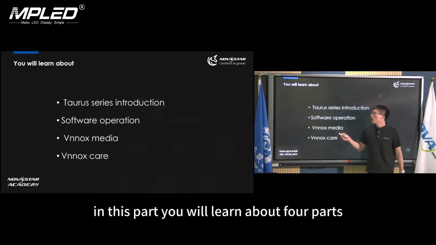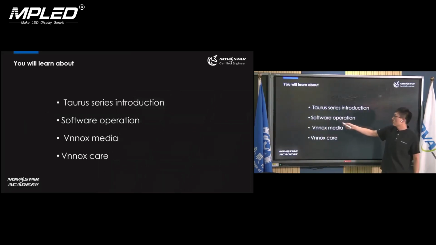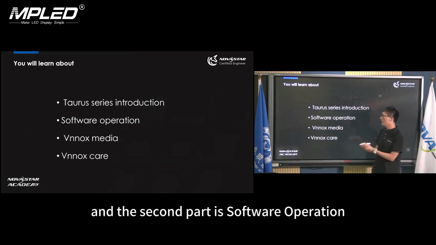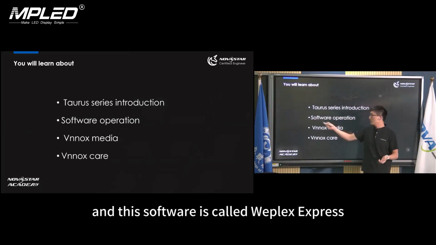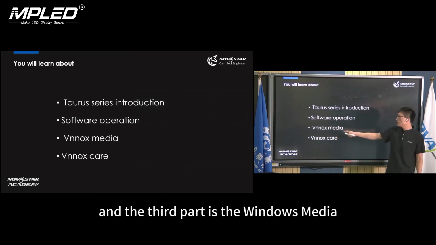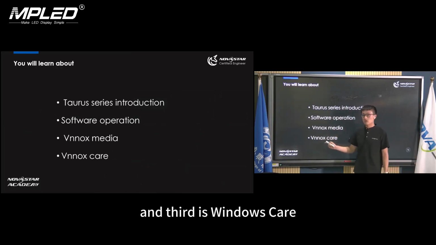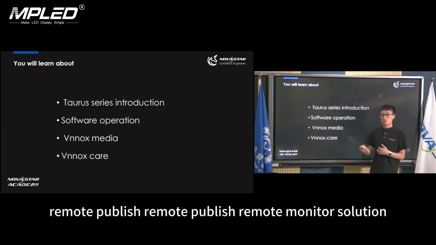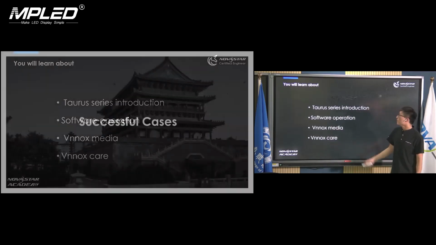In this part, you will learn about 4 parts. The first part is the Taurus series introduction. The second part is software operation, and this software is called Vplex Express. It's a publishing software, and I will introduce it. The third part is Vnnox Media, and the fourth is Vnnox Care. These 2 parts can be included in a remote solution, a remote publishing and remote monitoring solution.